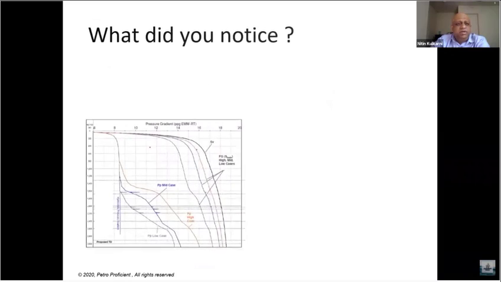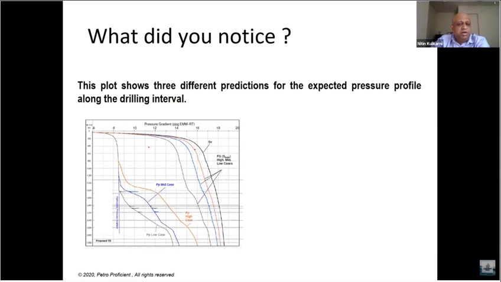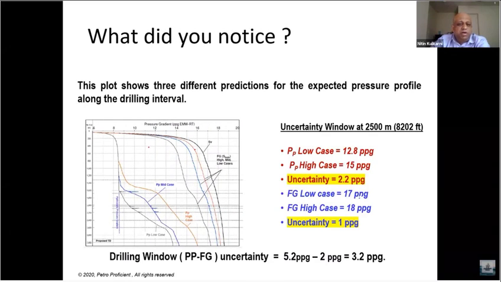So what uncertainty are we talking about, and what did we notice in this plot? What we noticed in this plot was there is some uncertainty, and this is what we typically see when you are planning a well. So the answer, you have two cases, low case and high case, where there is an uncertainty of around 2.2 ppg. You also have uncertainty in fracture gradient of about 1 ppg, and the overall window uncertainty is 3.2 ppg.